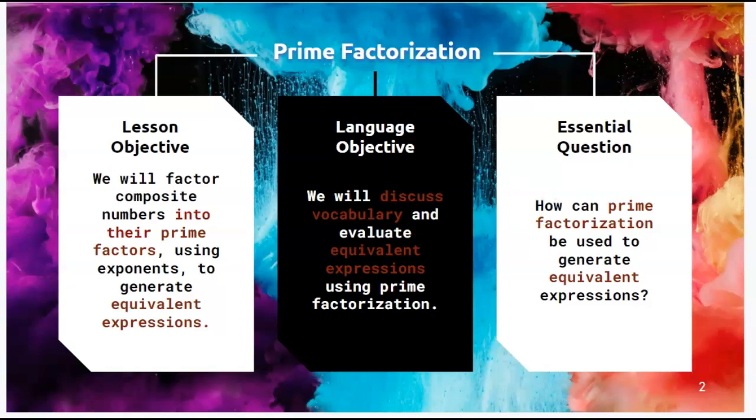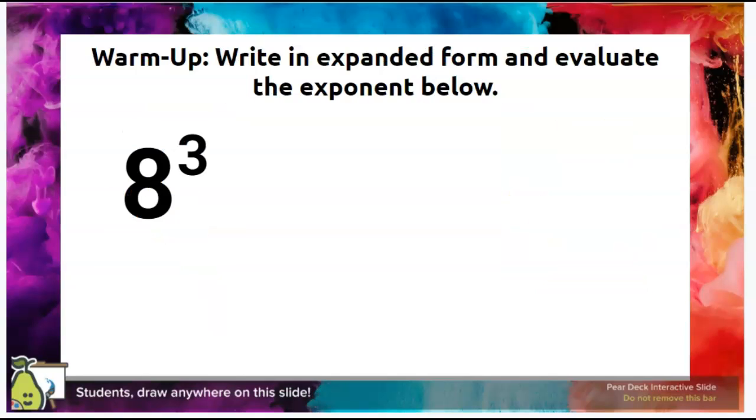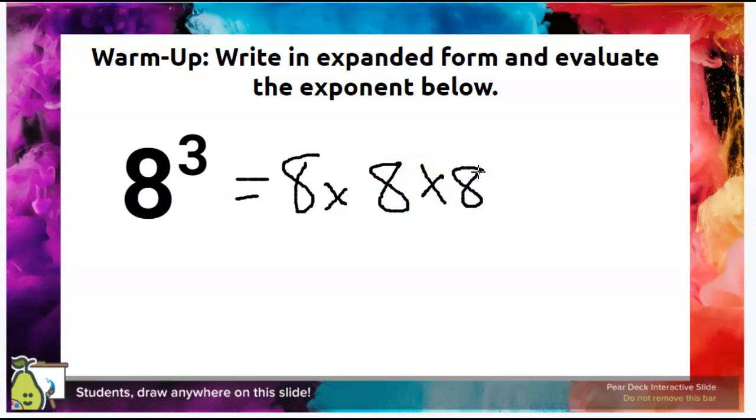Okay, so this first one is just a warm-up from before break, and it says, please write an expanded form. If you remember, the expanded form just means, can we please just take it and multiply it out? The 8 is the base, and the 3 is the exponent. So the 3 tells me how many 8s I'm multiplying together. So then we would have 8 times 8, which is 64.